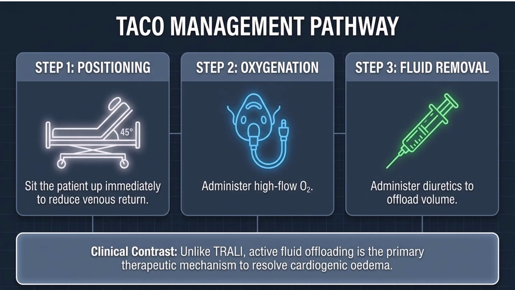Step 2 is oxygenation. High flow oxygen via a non-rebreather mask, or CPAP if not maintaining saturation. Step 3 is fluid removal. In this, you will give the diuretic IV furosemide. This will promote rapid renal excretion of the excess volume that was transfused. Within 15 to 30 minutes of IV furosemide, diuresis begins and pulmonary venous pressure falls. So the critical contrast here is that in TACO, give the diuretic, it is a life-saving treatment, whereas in TRALI, do not give the diuretic.